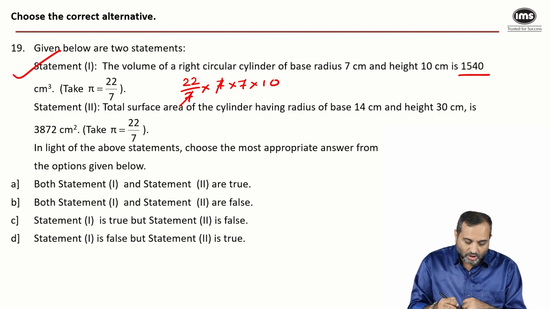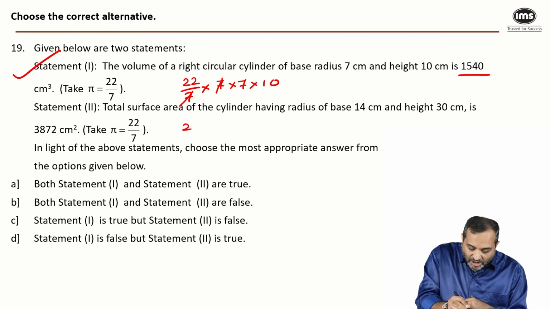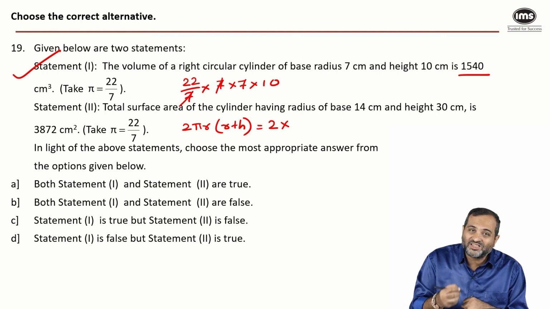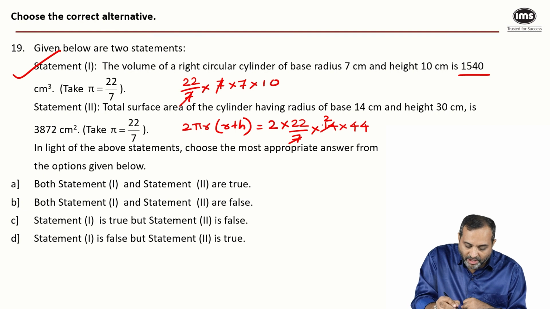Let's look at statement 2. The total surface area of the cylinder having a radius of 14 and height of 30 is 3872. Let's check. What is total surface area of cylinder? It is 2 pi r into r plus h. So everything is given. We just need to calculate and check whether we get 3872 or not. So 2 into 22 by 7 into radius 14 and r plus h is 14 plus 30, 44. A 7 gets cancelled out. So now we are looking at 2 into 22 into 2 into 44. Or I can say it's 2 into 44 into 44.